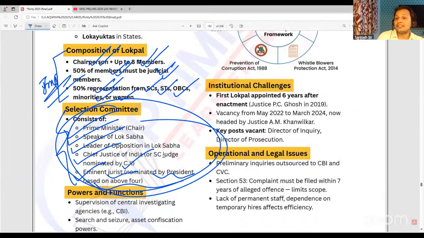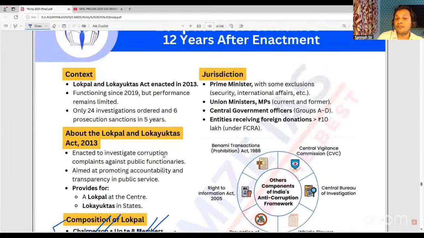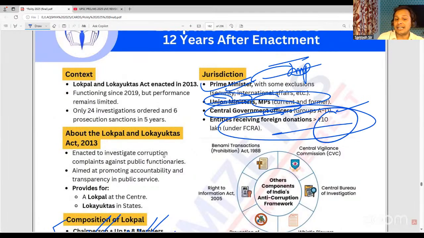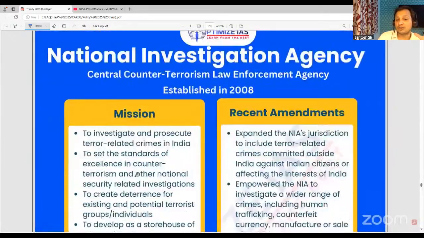One more thing, what is the jurisdiction of Lokpal? Jurisdiction of Lokpal includes the Prime Minister also. This is very, very important. Union ministers, MPs, central government officers of A, B, C, D level, even foreign entities which are receiving more than 10 lakh under FCRA. This is very, very important, guys. You may expect a question on that.